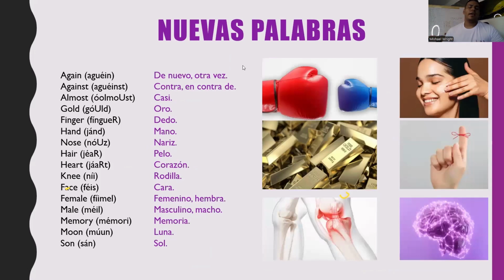So, we have new words. So we have again, against, almost, gold, finger, hand, nose, hair, heart, knee, face, female, male, memory, moon, sun.